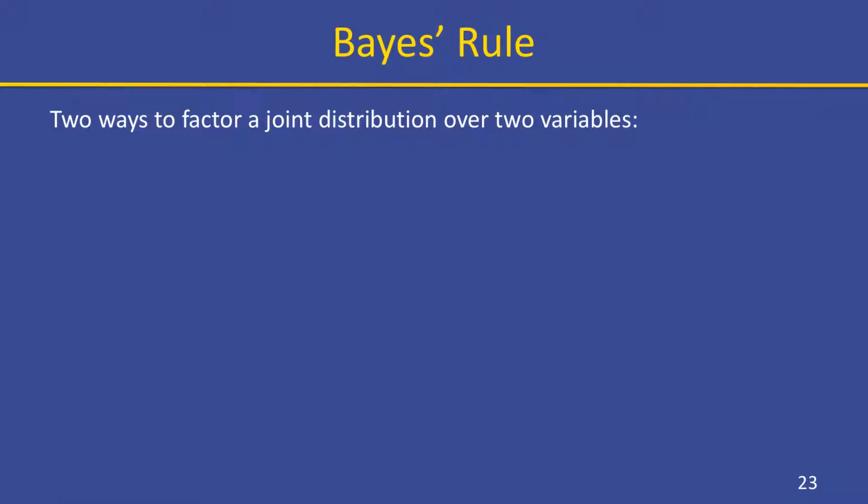So there are two ways to factor a joint distribution over two variables. We can write P of xy equals P of x given y times P of y. That is the product rule, right? It follows from the definition of the conditional distribution P of x given y. But we can also write that P of xy is equal to P of y given x times P of x. And this one follows from the definition of the conditional distribution P of y given x. So now we have this equality here, P of x given y times P of y equals P of y given x times P of x.